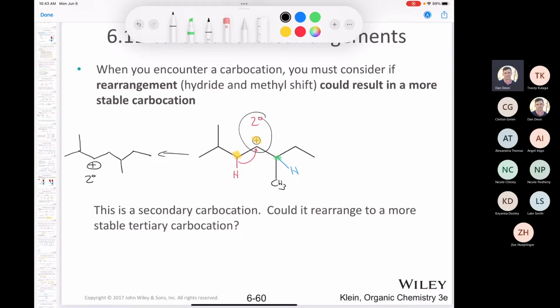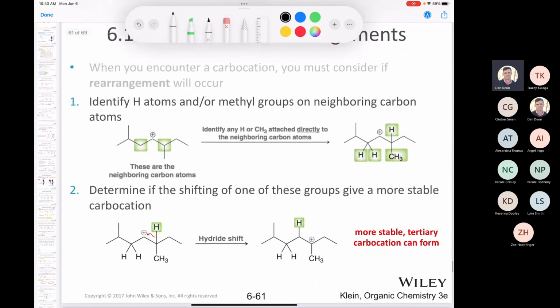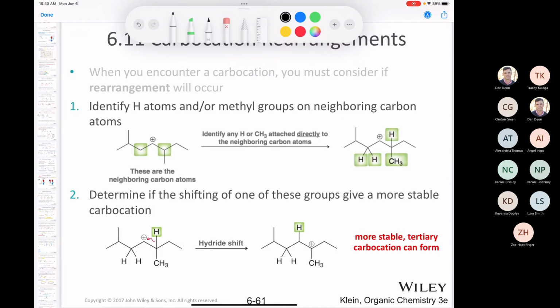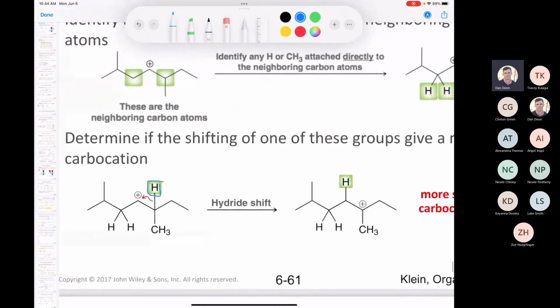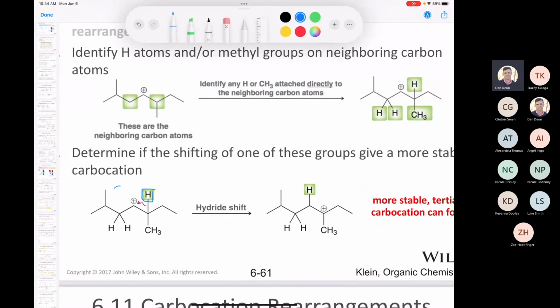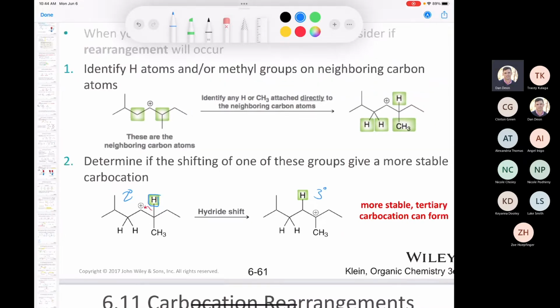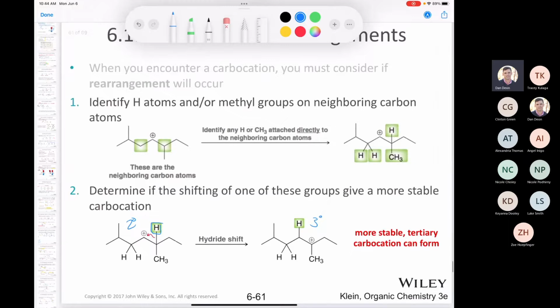So what about the methyl or the blue hydrogen? Would either of those shift? Let's take a look. What if you moved the hydrogen over? This is the blue hydrogen from the previous slide, this one here. If you were to move that one over, as a hydride shift, then you go from a secondary carbocation to a tertiary carbocation. Is that going to occur? The answer is you bet your bobby socks. It will occur. Why? Because you end up with something that's more stable.